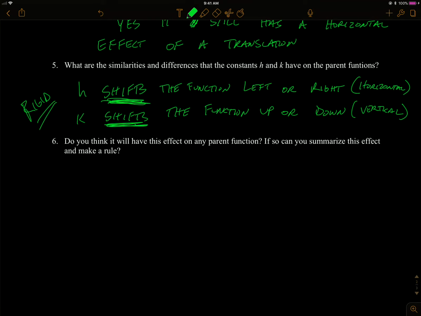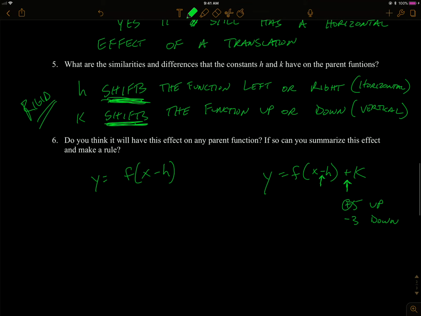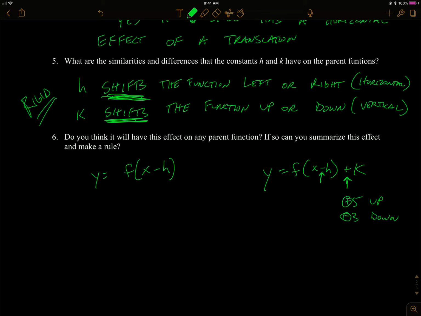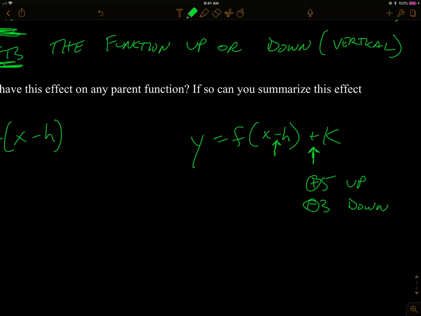Here's the rule. This is the tricky part. I'm going to just focus on the h part. If I do the compare and contrast thing, notice that in the formula h has a negative sign and k has a positive sign with it. That's why when k is positive 5, it shifts up. If k is negative 3, it shifts down. It does what you would think. Positive shifts upward, negative shifts downward. But because the h has a negative sign, it's going to do the opposite of what you would think.